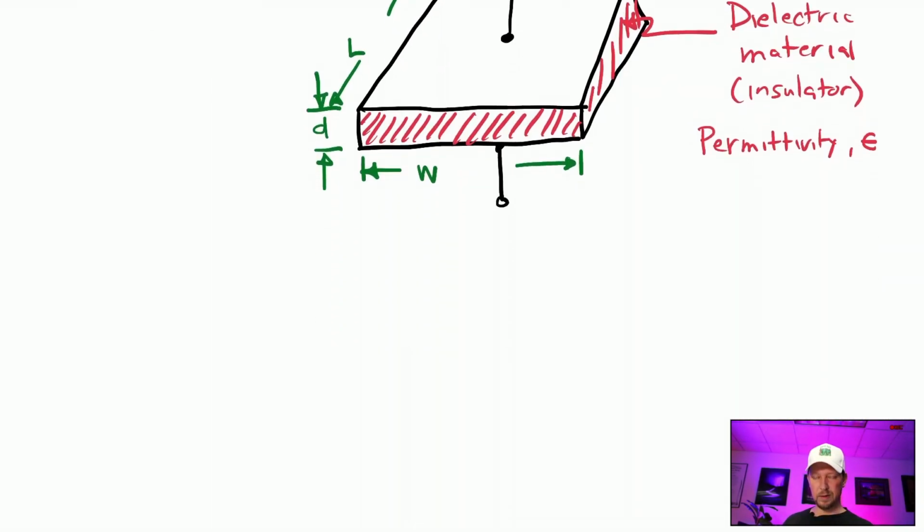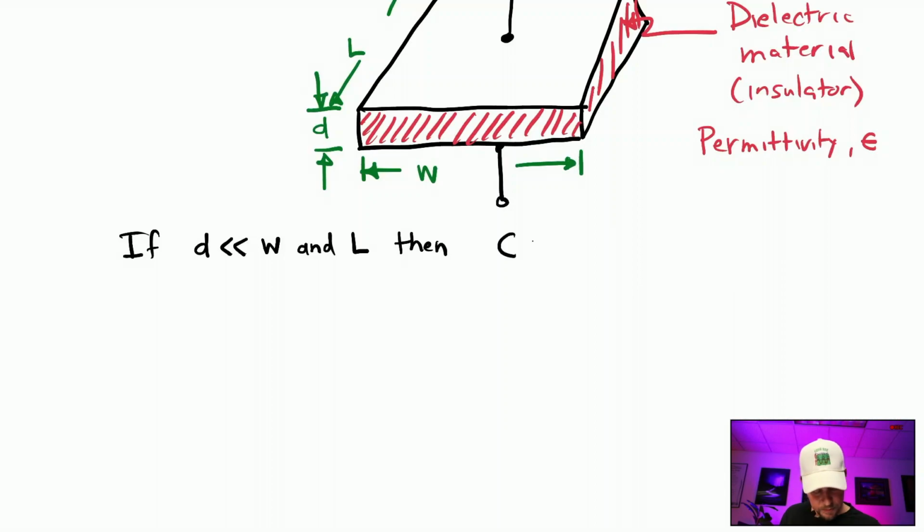Now, one of the things that can be shown, and this is where I'm going to rely on a little bit of physics knowledge, is that if the distance between the plates, the thickness of the insulator, is much, much smaller than either the length or the width, then the capacitance is approximately the permittivity of the insulator times the cross-sectional area of the plates, divided by the thickness of the insulator. In other words, this is epsilon, the length times the width, over d.